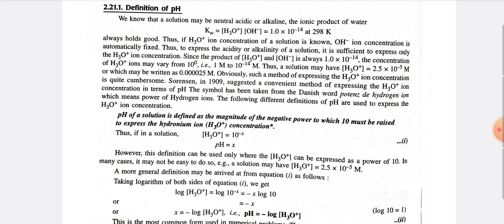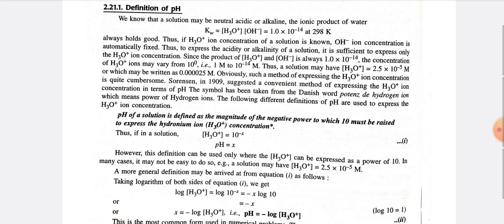Sorensen in 1909 suggested a convenient method of expressing the hydronium ion concentration in terms of pH. The symbol has been taken from the Danish words potens hydrogen ion, which means the power of hydrogen ions. The following different definitions of pH are used to express the hydronium ion concentration. pH of a solution is defined as the magnitude of the negative power to which 10 must be raised to express the hydronium ion concentration.